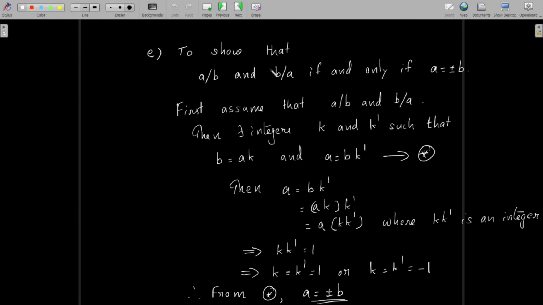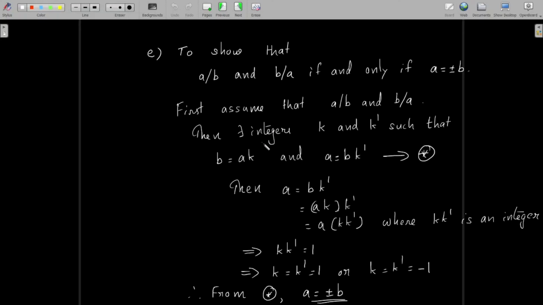Next result, to show that A divides B and B divides A if and only if A equal to plus or minus B. So this is an if and only if statement. So we have to consider both the cases. First we consider the necessary part. We assume that A divides B and B divides A.